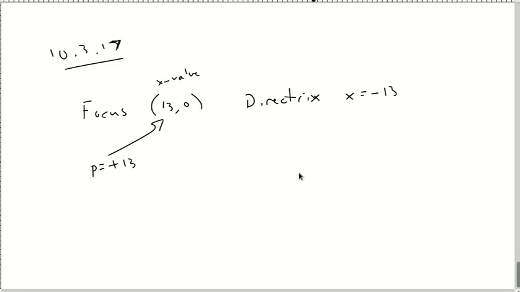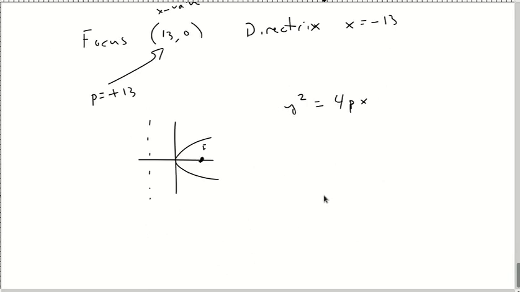And then this is an x as well. So it's going to be 4px because it's going to be along the x line. Thus, this has to be a y squared. Another way you could do this is just start drawing it. And so 13 for your focus. Directrix is over here. And so then it has to be inside the focus. The focus is on the inside of the parabola curve thingy. And so that's definitely a y squared because it's not a normal up-down thing.